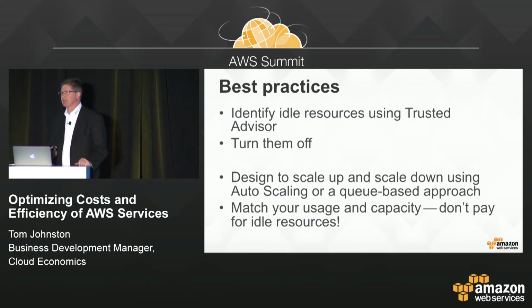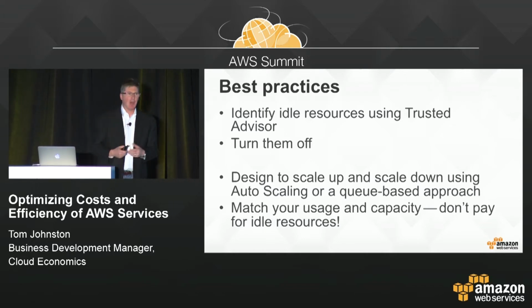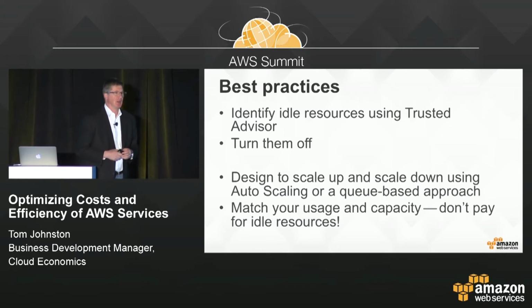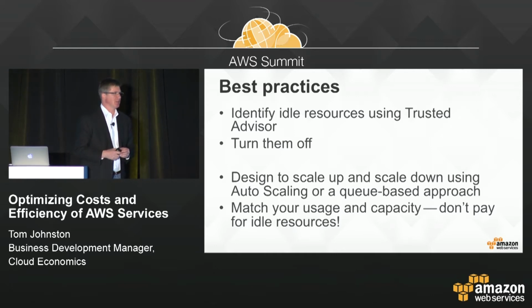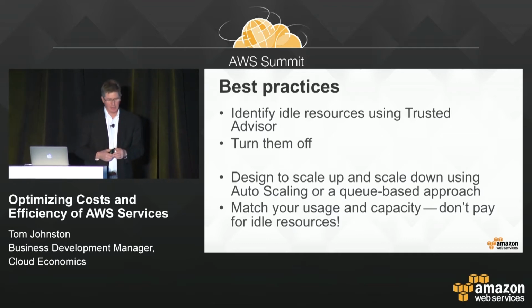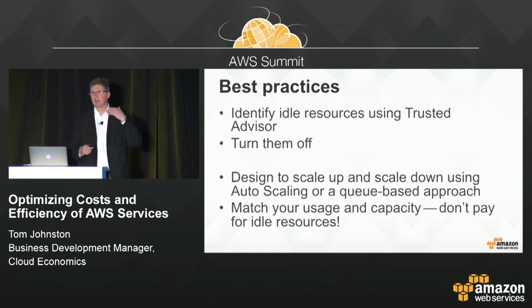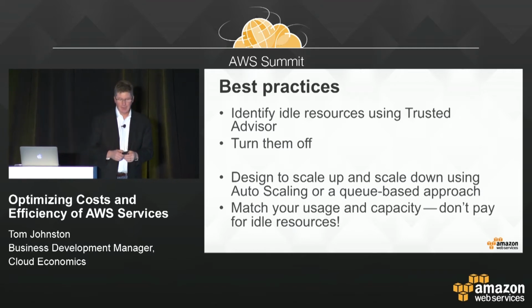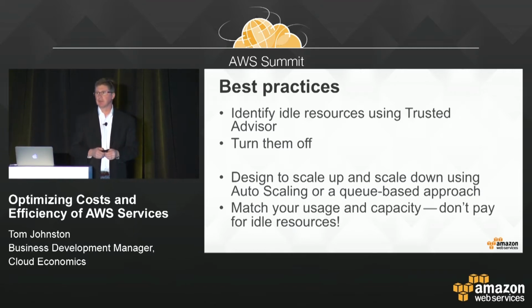Okay, so the best practices. Find those idle instances and turn them off. How often should you do this? I wouldn't do it any less often than once a month, maybe every 2 weeks. Some people do it once a week. That's really up to you, but at least once a month, take a look at that. The second thing is design to scale up and scale down. Don't just take the old model of staffing to peak and never turning off resources you don't need. Don't pay us for stuff you don't need. Don't use stuff you don't need.